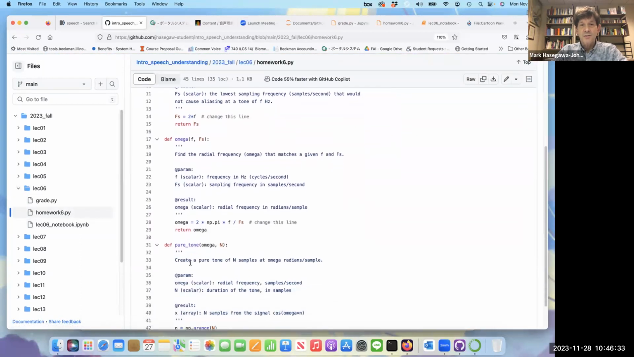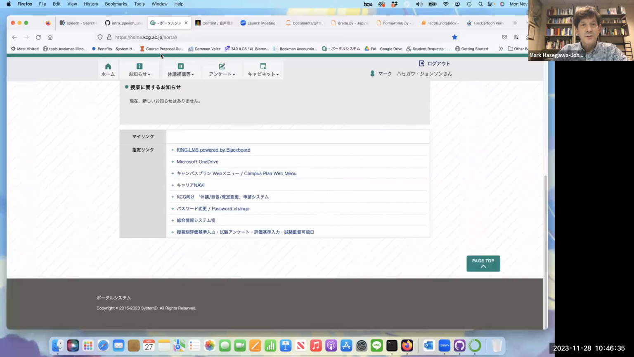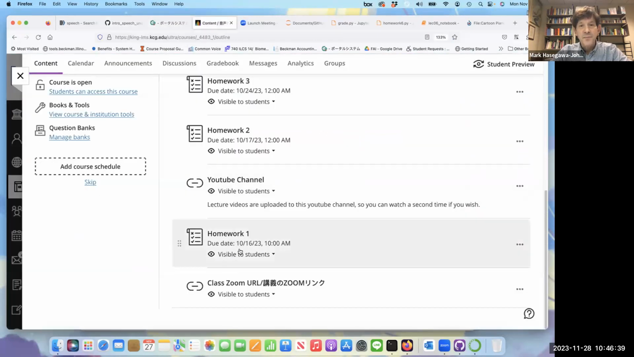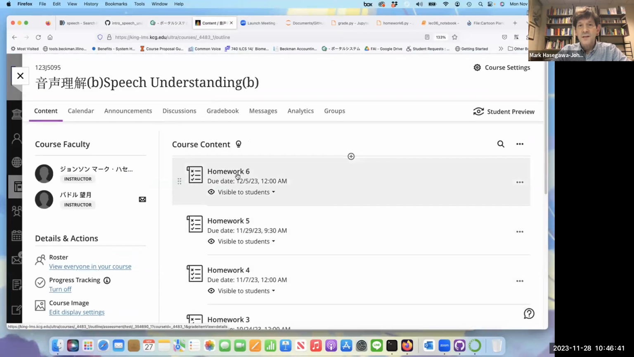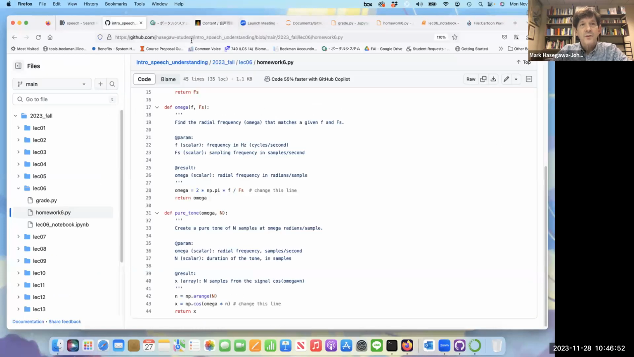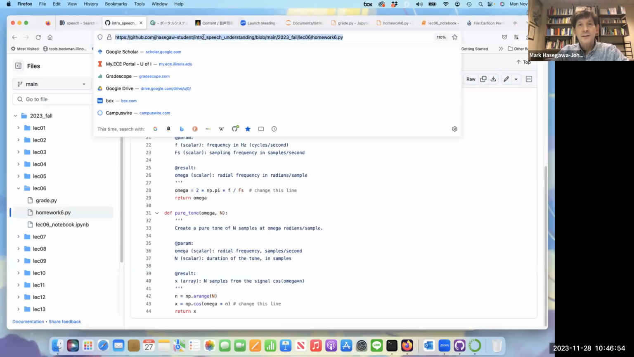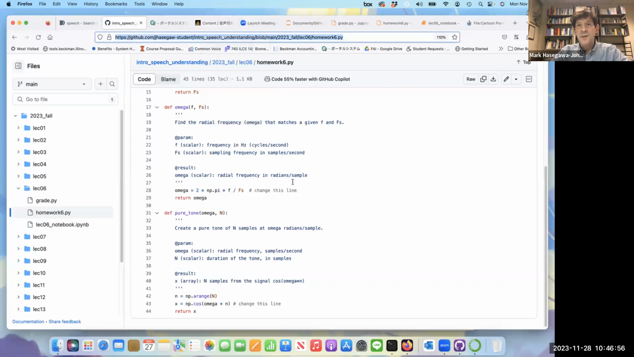So if you have all of the correct homework, then you can go to this course, to the LMS, go to homework 6, and you should be able to submit the homework. Just give me the URL of your GitHub. So on your GitHub, you can just copy this URL and submit this URL that shows that you've checked it in correctly.